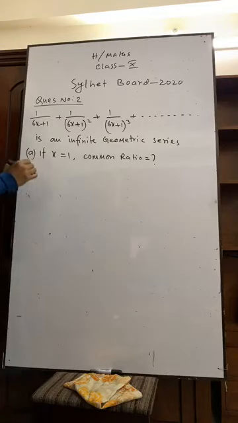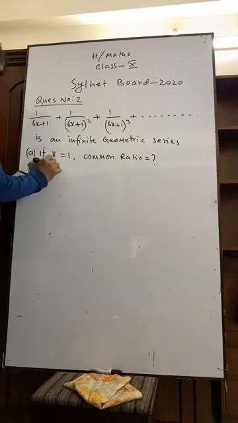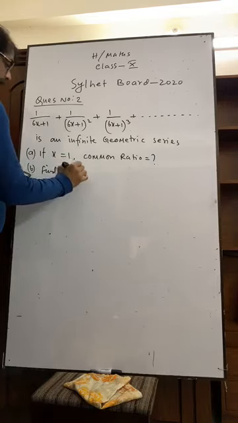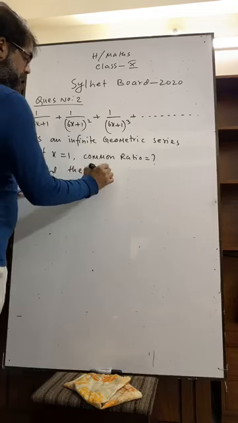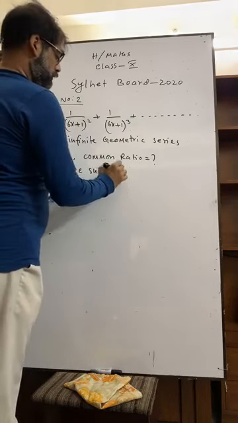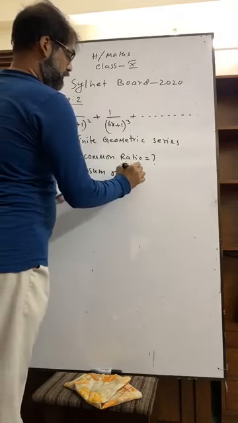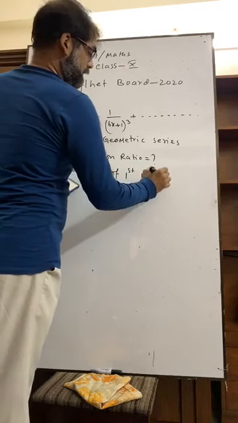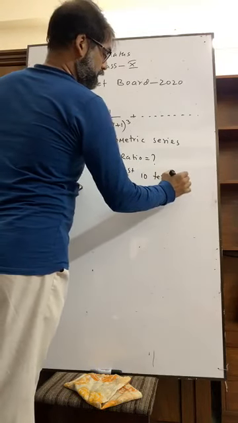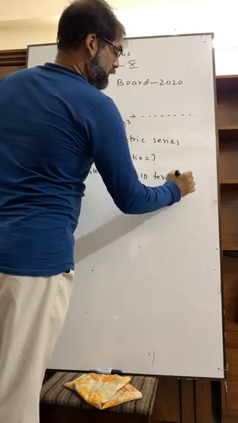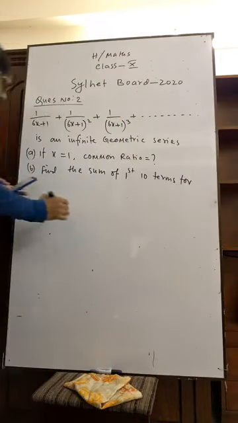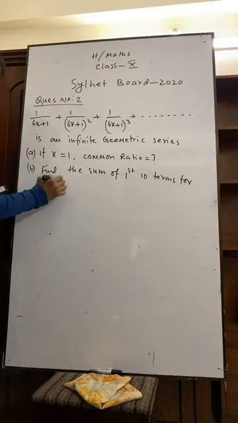Question number B. Find the sum of first 10 terms for x equals to 1 by 3.